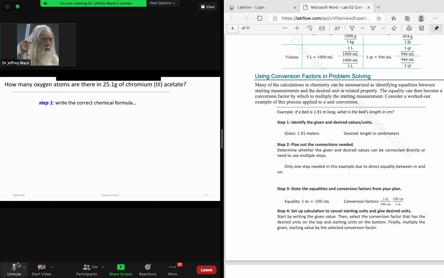First thing you need to do is write down the correct chemical formula. If you don't know the chemical formula, you can't proceed in the problem. You've got to go back and take Chem 4 again. All right. So chromium plus 3, acetate minus 1, takes 3 acetates for every chromium. There's the formula: Cr(C2H3O2) taken 3 times.